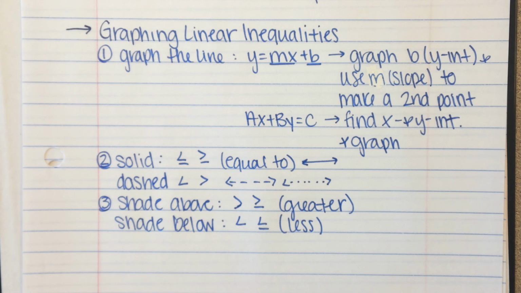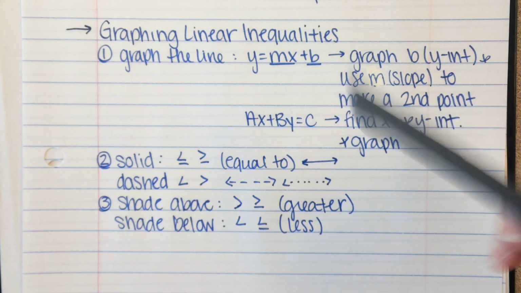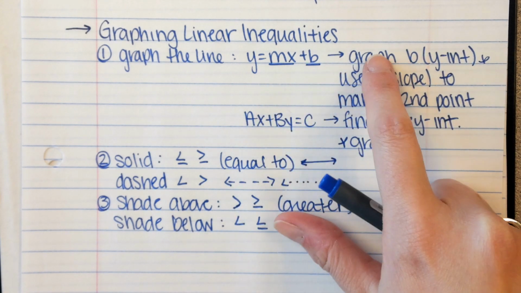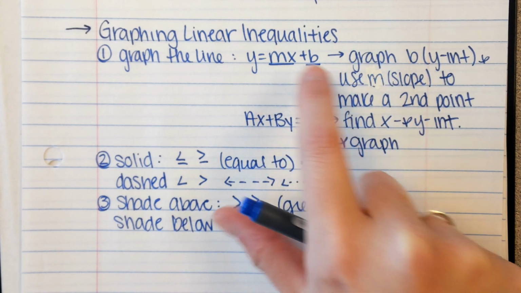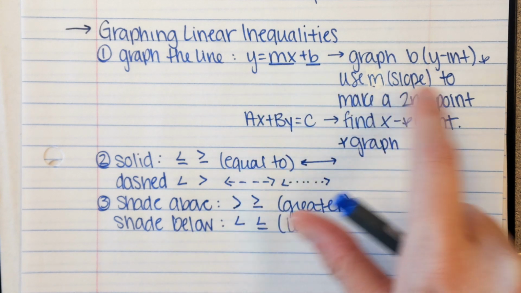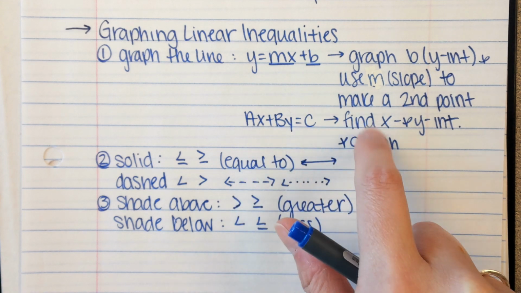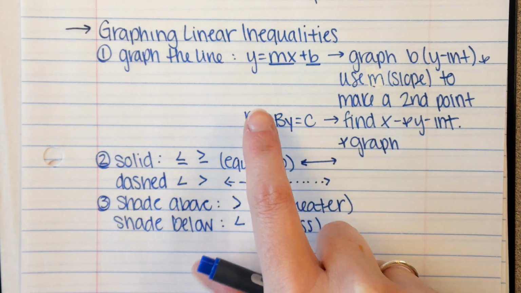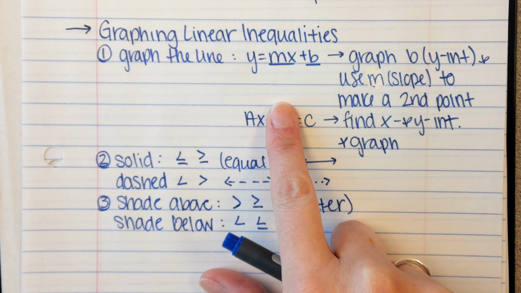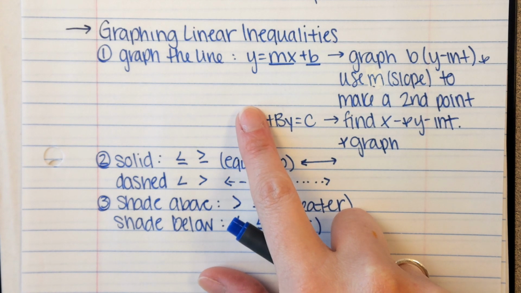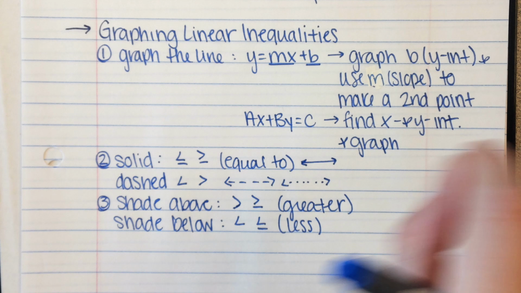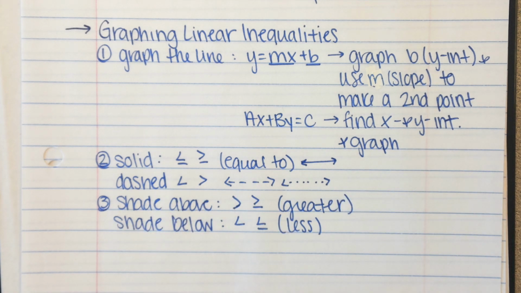This is something that you've done before. I know you did it back in Algebra 1. So there are 3 steps. First, you're going to graph the line. Now, you're going to see 2 different types. If it's in slope-intercept form, you're going to graph b, your y-intercept, and then use m, or your slope, to make a second point. Okay, you've done that. Or if it's in standard form, you're going to find your x and y-intercepts and graph those. So like you cover up y, find x, cover up x, find y, plot those on your x and y axis.